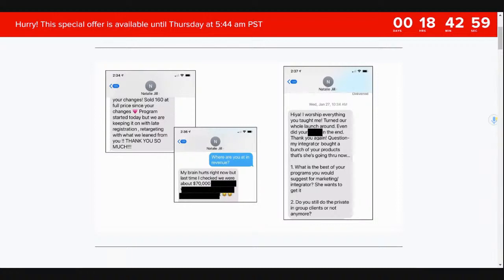Question, my integrator, that's her person she delegates to, bought a bunch of your products. She's going through them now. What's the best of your programs you would suggest for a marketing or integrating person? She wants to get it. And do you still have the private client group or not anymore? Right. And so she didn't do all of this stuff personally. She just had somebody else do it. I saw her doing it because she was at my house. I was telling her what to do, and then she was telling her marketing person to do it. So you can totally delegate this stuff if you want to.